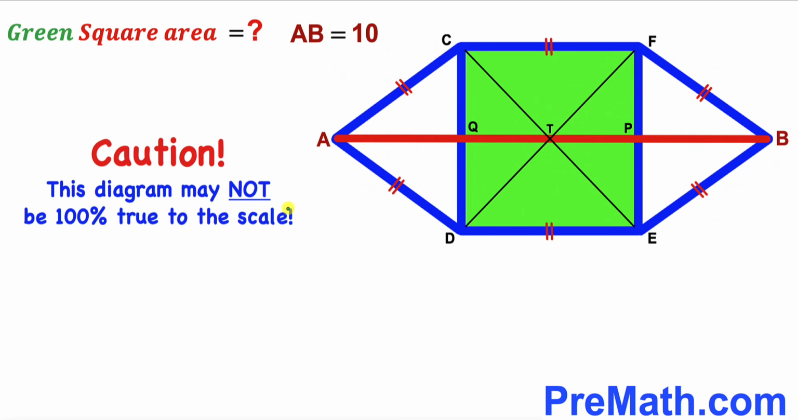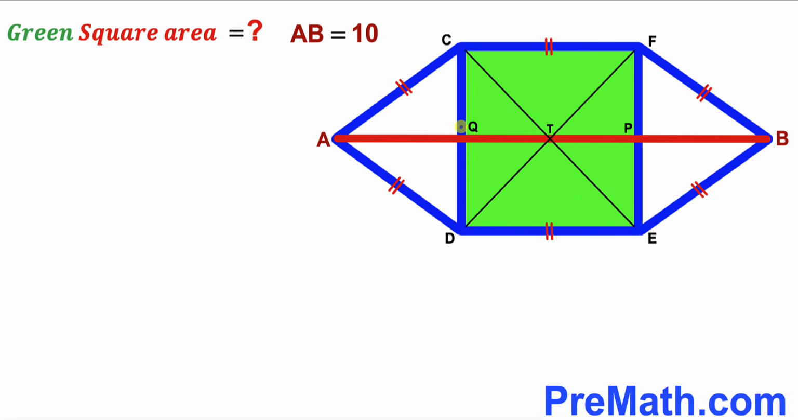Please keep in mind that this figure may not be 100% true to scale. Let's go ahead and get started. Here's our very first step. Let's focus on these two equilateral triangles, and this AB segment passes through the center of the green square, T.